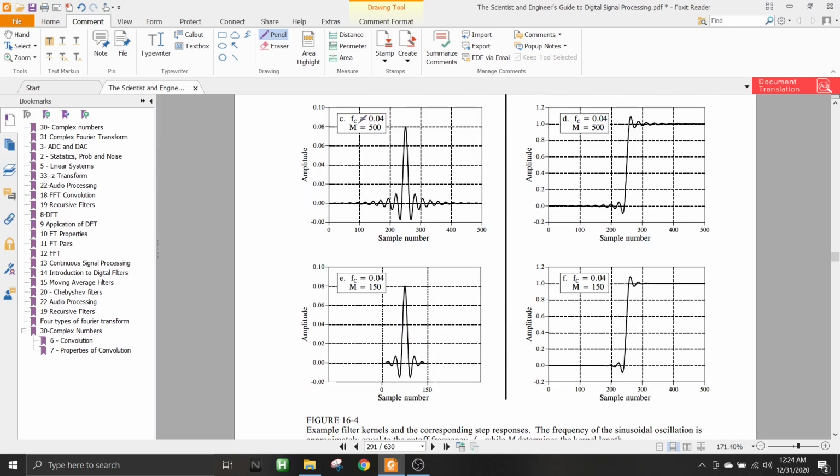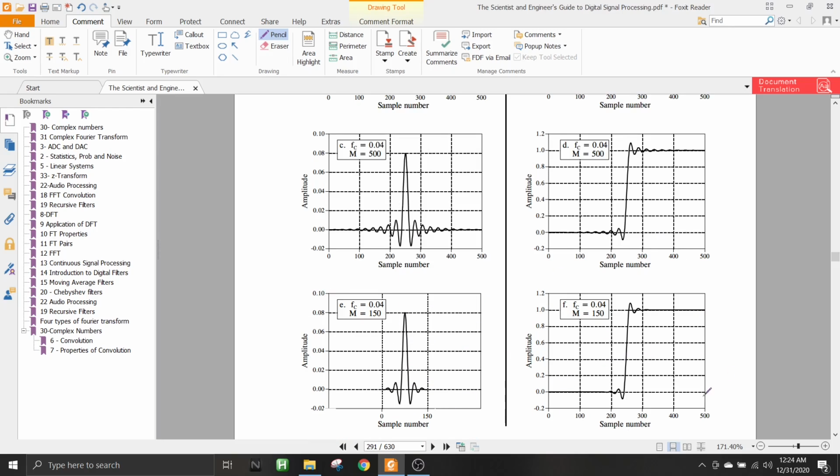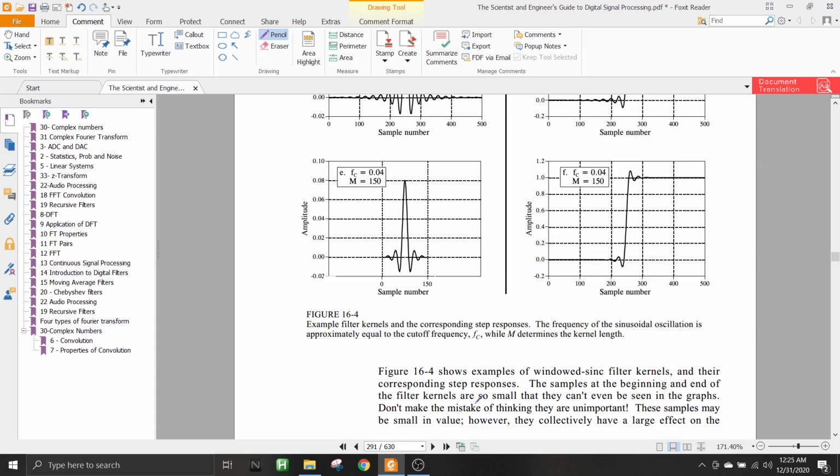And if you keep the cutoff frequency the same, 0.04 here also, but change the size of the filter from 500 to 150, notice what happens. You just get rid of a lot of this. So you have a smaller window in the kernel, and in the step response you truncate the later part of the ripples. The ripples that you would get in the higher sample numbers, and also in the lower sample numbers, won't be there. They will be taken as zero. So these are some of the things that will happen if you change the cutoff frequency and the filter size.